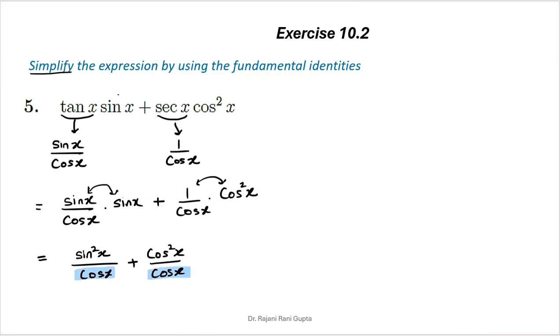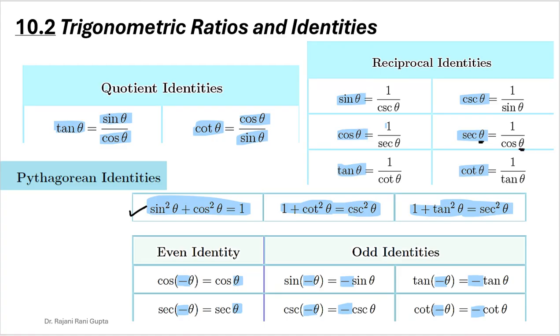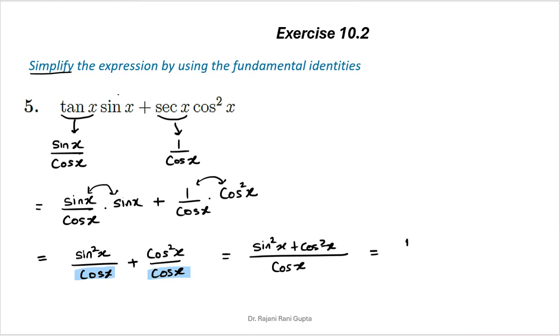Okay, so when the denominator is the same, remember how do we add the numbers? We keep the denominator the same, cos x, and then we add the numerators, which is sine square x plus cos square x. Now, the identity sine square x plus cos square x, using this identity, in place of x you are having theta. So this gives you 1 over cos x.